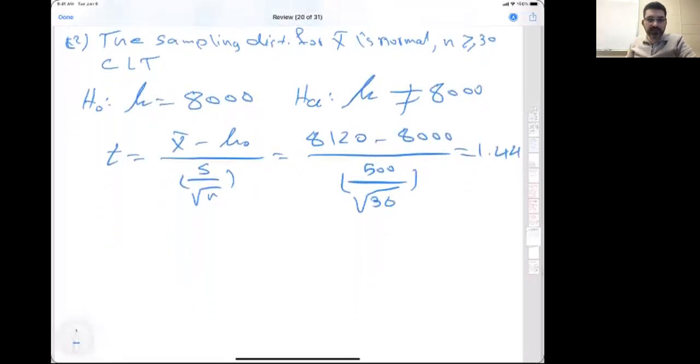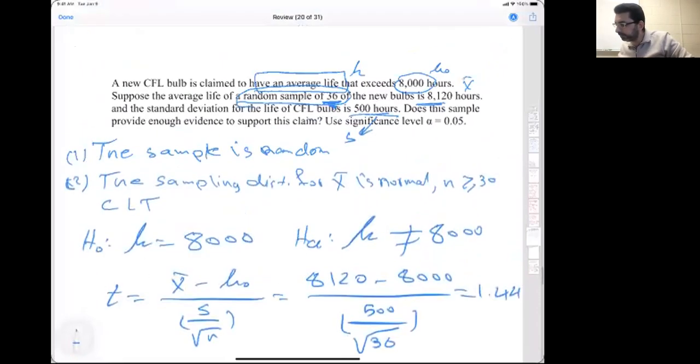And then we need to calculate the p-value. So the p-value is based on the direction of the test. This is a two-tailed test, right? Oh, wait a minute. I forgot something.